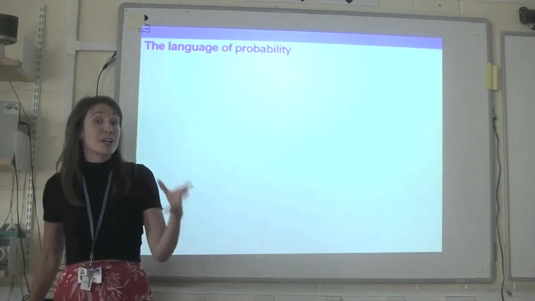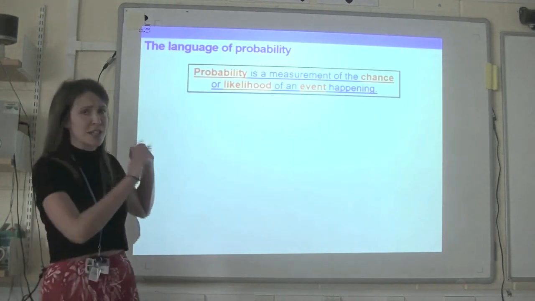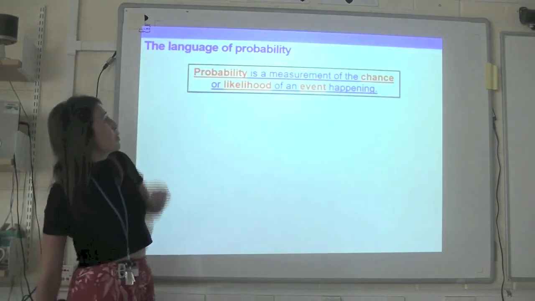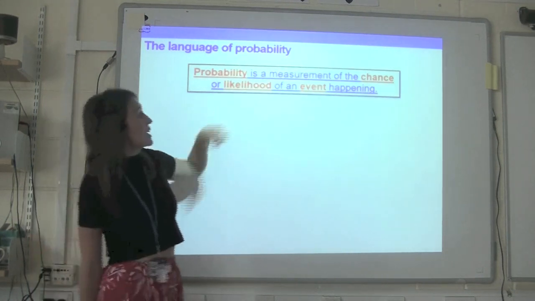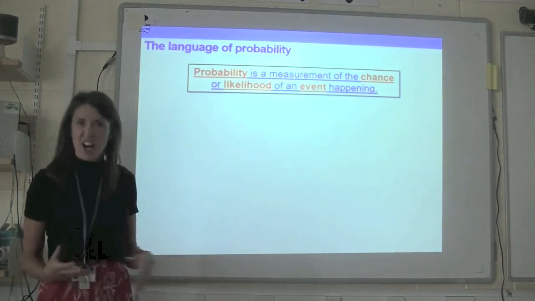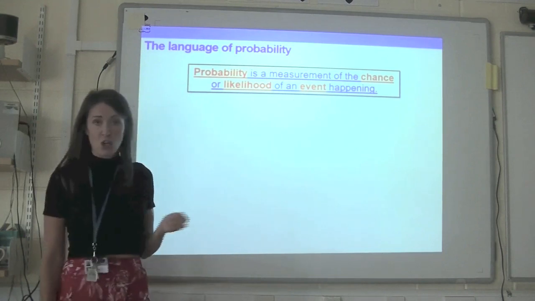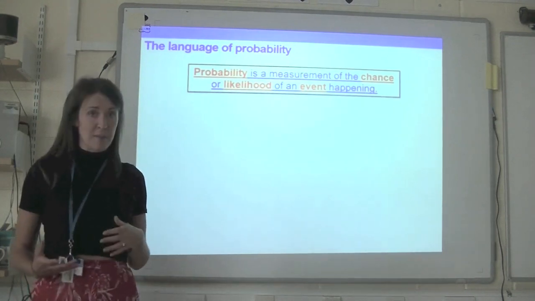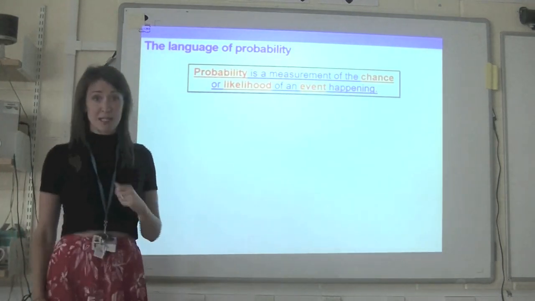And then I'm hoping we could get to a definition, something like this. I hope you can see this okay through the camera. It says probability is a measurement of the chance or the likelihood of an event happening. I've got some words in bold because they're key words. So it's the chance or the likelihood of an event happening. We'd be doing probability for a few weeks, but this would be a good place to start.